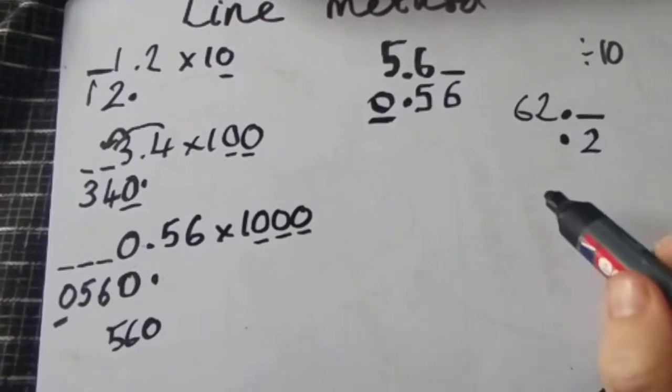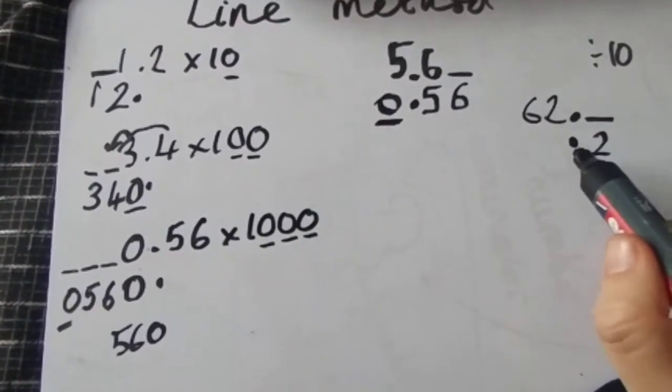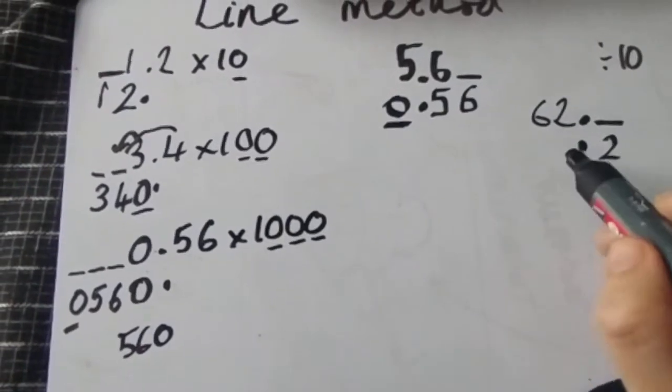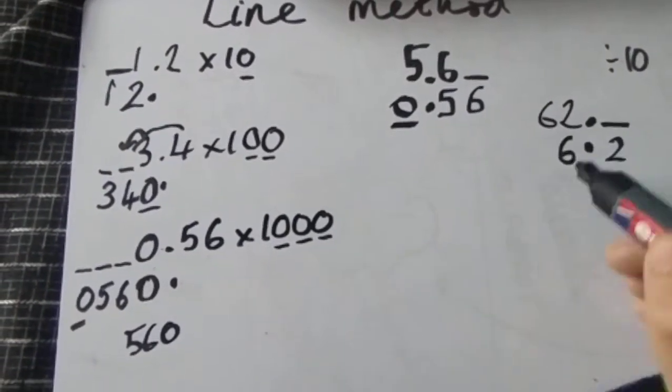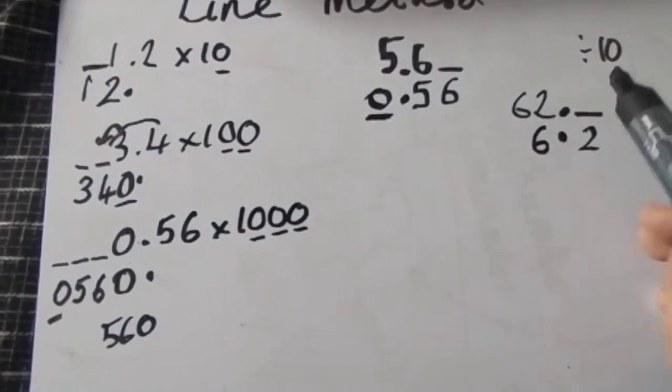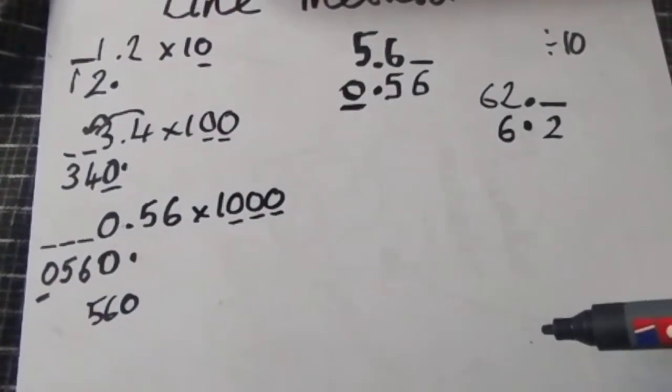Sorry, I forgot to put the decimal point underneath there. I would always try and do that first so that you remember what you're doing. And then the 6 just comes 1 over into the ones column. So 62 divided by 10 is 6.2.